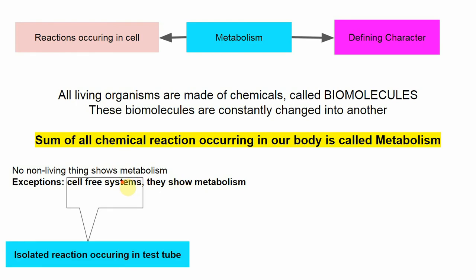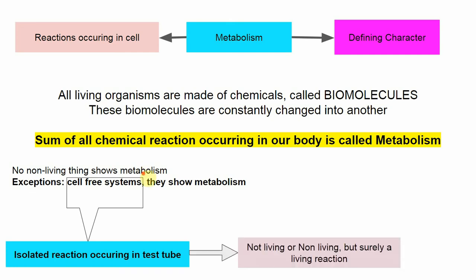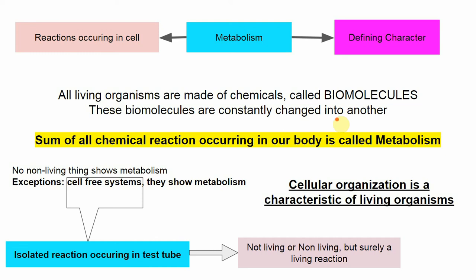What do we mean by cell-free systems? Isolated reactions that are actually occurring inside the test tube, right? How can we isolate a reaction? What do we mean by isolation of reaction? For example, we can just break open the cell by rupturing the plasma membrane, and all the contents of the cytoplasm, including the organelles and everything, if you allow it to settle inside a test tube, the reactions will still be going on. That is what actually we mean by the term cell-free systems, right? So an isolated reaction occurring inside a test tube is neither living nor non-living, but surely it is a living reaction. Hence, from this point, we can say that the cellular organization is a characteristic of all living organisms.